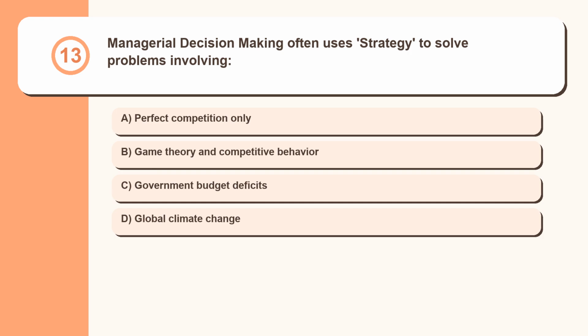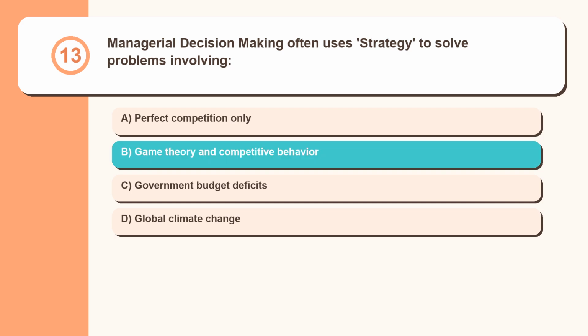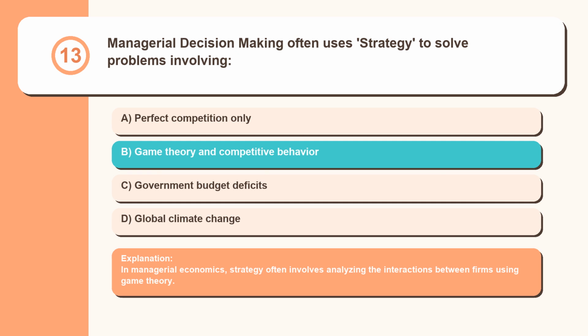Question 13. Managerial decision-making often uses strategy to solve problems involving perfect competition only, game theory and competitive behavior, government budget deficits, global climate change. In managerial economics, strategy often involves analyzing the interactions between firms using game theory.